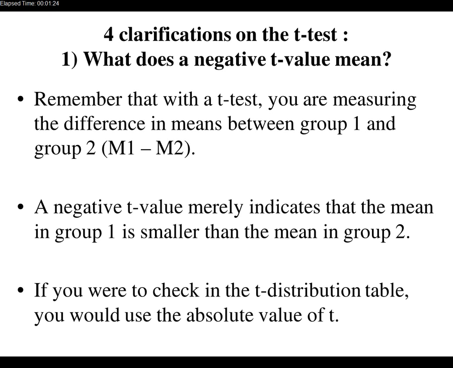All right, so a negative t-value merely indicates that the mean in group 1 is smaller than the mean in group 2. So if you're subtracting M2 from M1 and M1 is smaller, you're going to get a negative number. If you were to check in the t-distribution table, you would use the absolute value of t, in other words, without a sign.